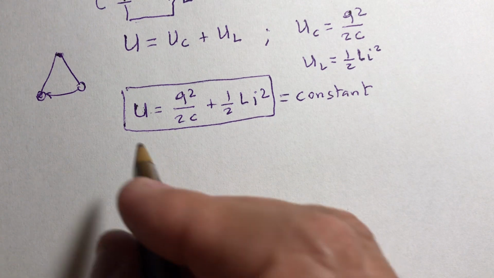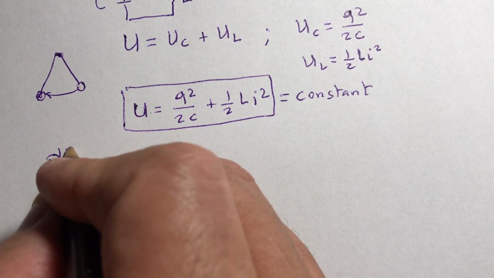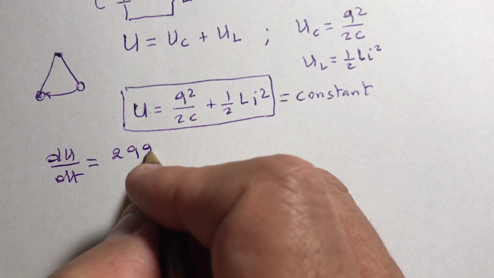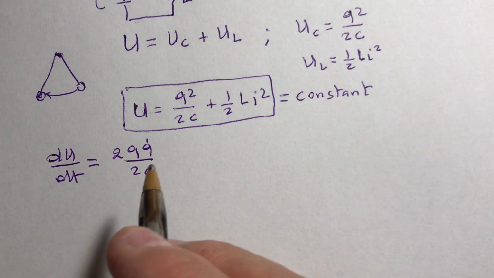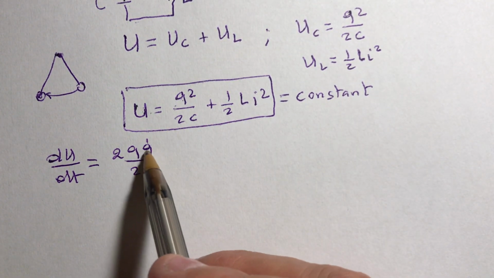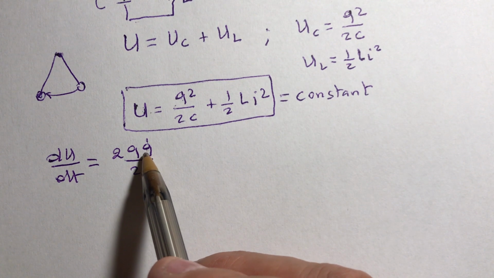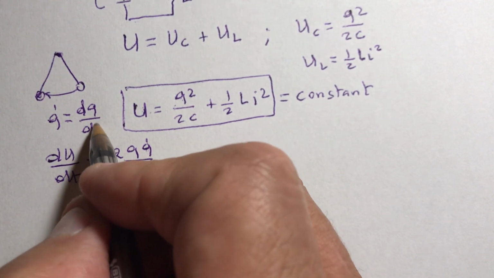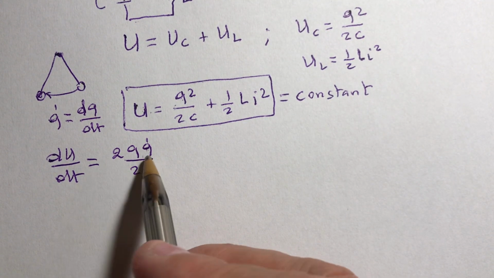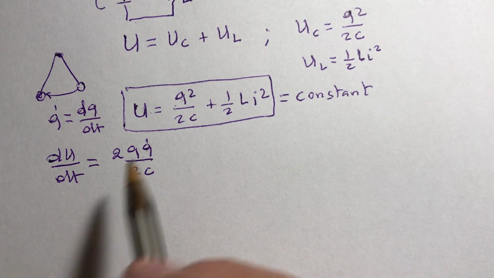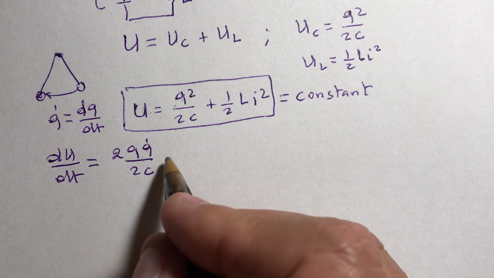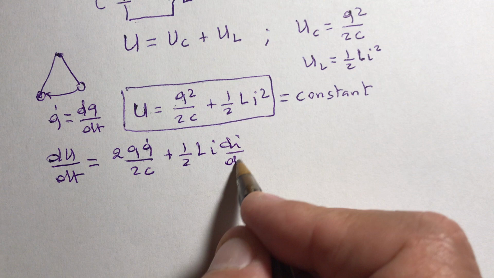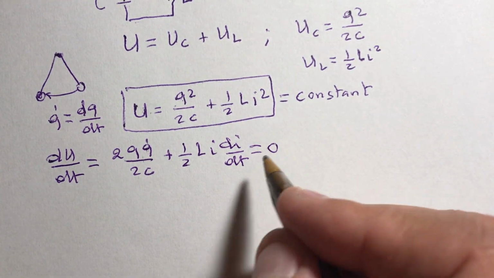So let's do that. So we put here dU over dt is equal to 2q dot over 2C. You take the 2 and q, and then you have to take the derivative of q with respect to time. It just gives you q dot. So q dot is just a notation for dq over dt. So instead of putting dq over dt, I just put q dot. It's easy to put a dot instead of writing d over dt. Plus 1/2 Li, and then I put di over dt. And this is equal to 0.